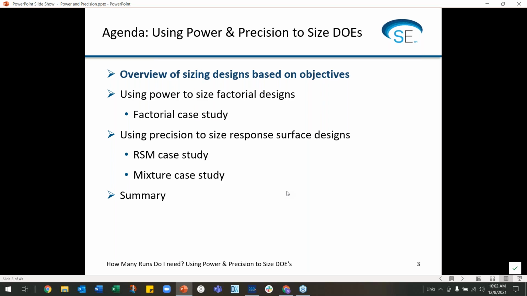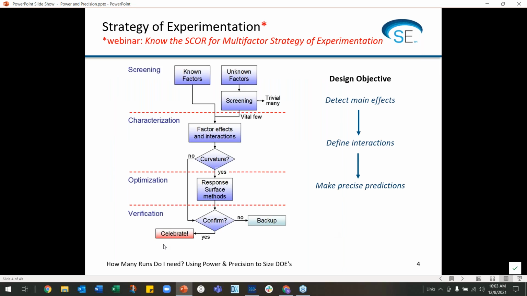The agenda that we're going to follow looks like this. First of all, I'm going to talk about sizing designs or DOEs based on the objectives of your experiment. And then we'll get into using power to size factorial designs with a case study, and using precision to size response surface designs also with a case study. Actually, a couple case studies.